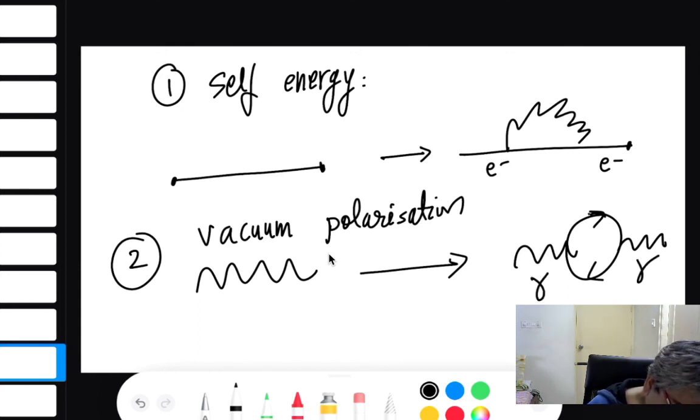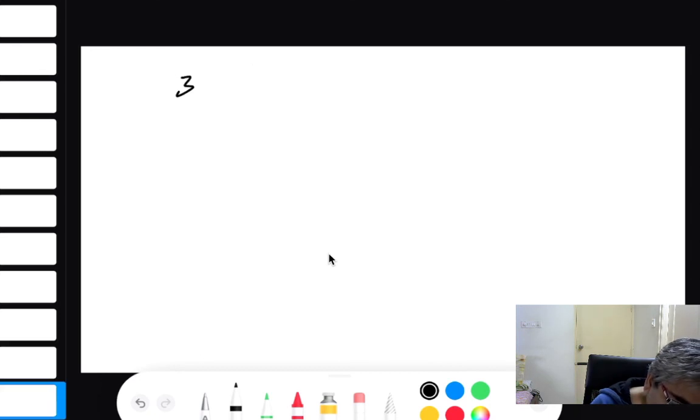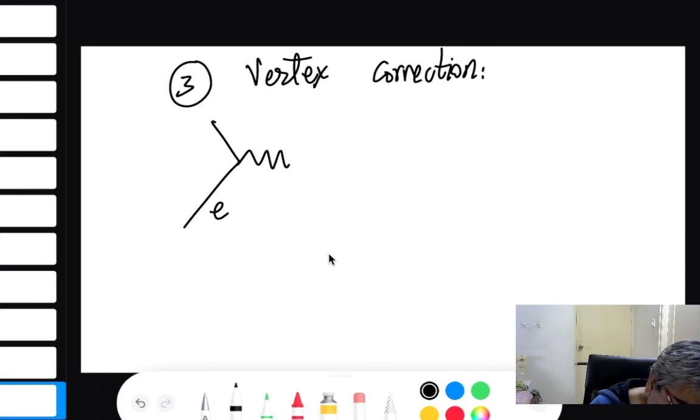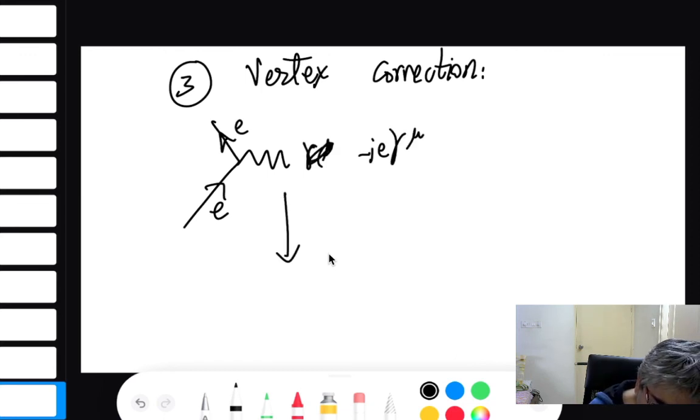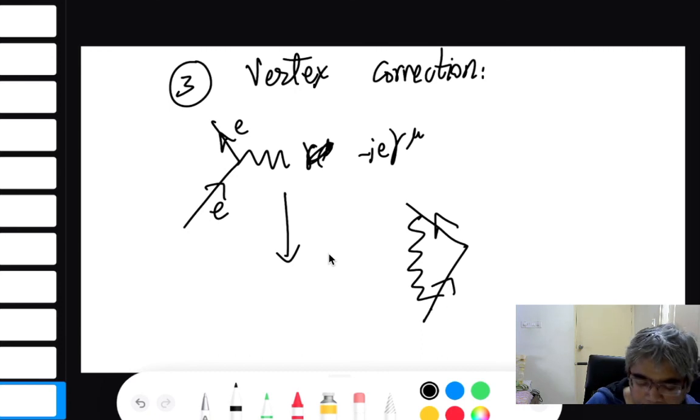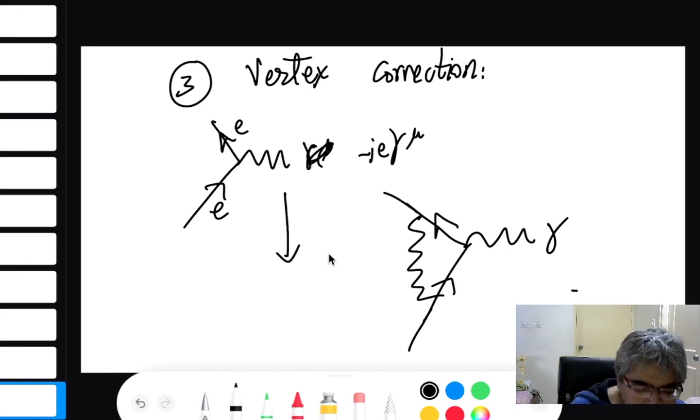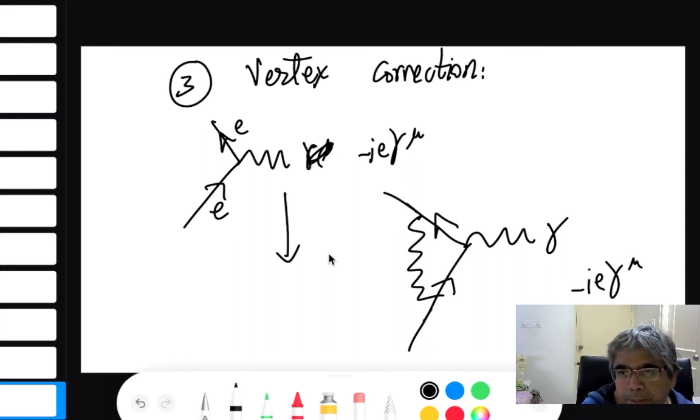And the third one is vertex correction. Normally you have a photon, electron, gamma. So this is the vertex which is i e gamma mu. Now this has to be replaced by a correction with a photon. So these are the main three things.